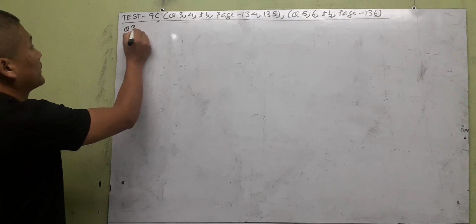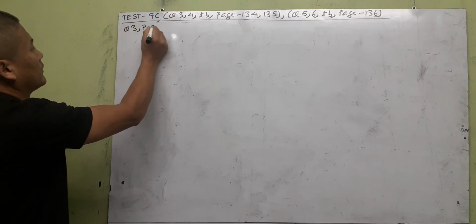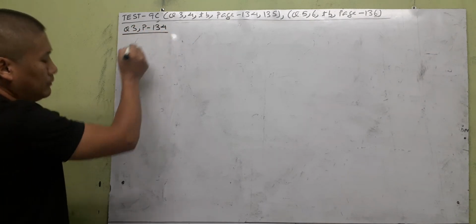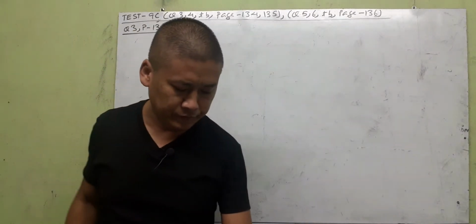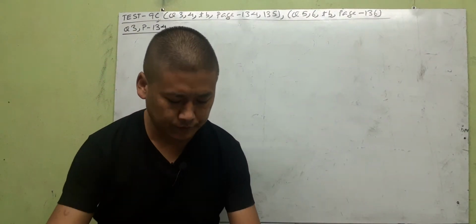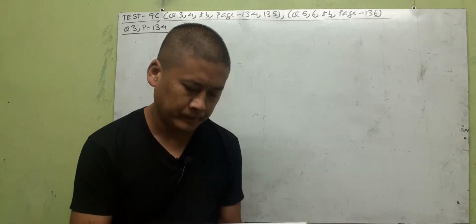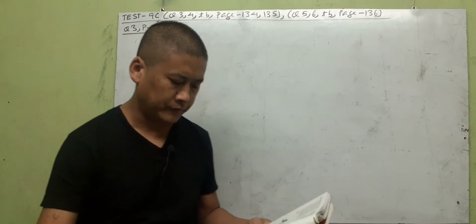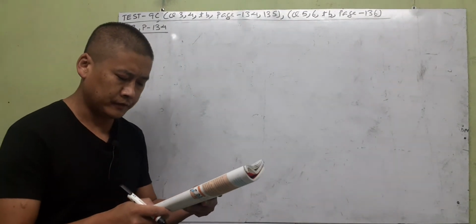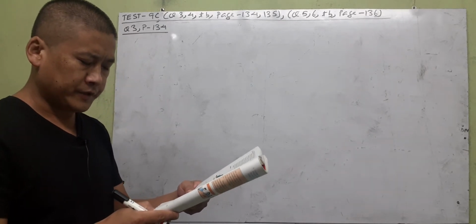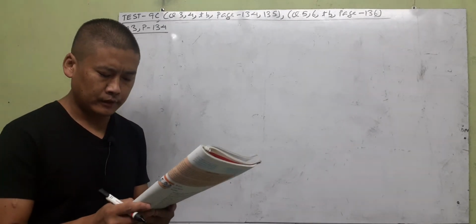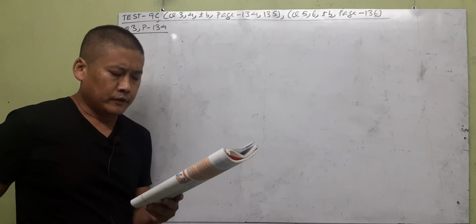Question number 3, page 134. Sorry, let me read the question for us. From a rifle of mass 4 kg, a bullet of 50 grams is fired with an initial velocity of 35 meters per second. Calculate the initial recoil velocity of the rifle.